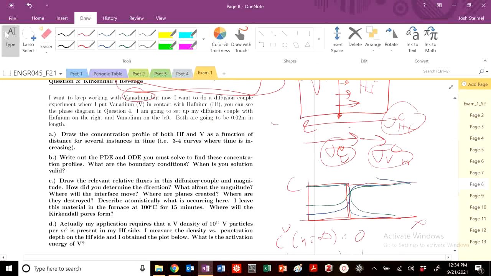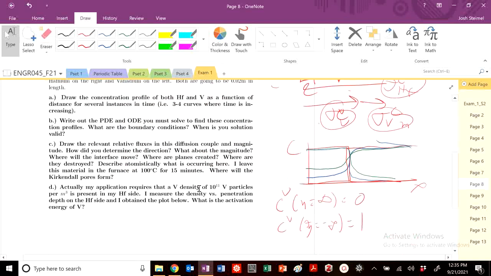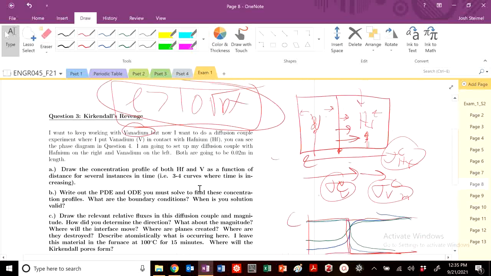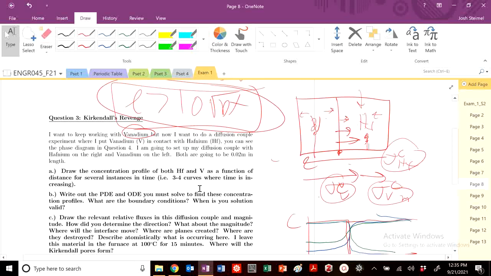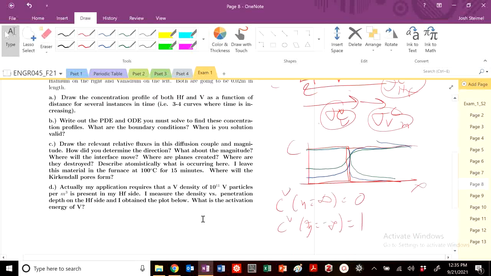We've already talked about where planes are created, where they are destroyed. Atomistically, again, it's because of these extra half planes that are kind of being added atoms here, and meanwhile here, vacancies are kind of killing these extra half planes there. I leave the material in the furnace at 100 C for 15 minutes. Where will Kirkendall pores form? They won't form because that's not long enough. But if we were to leave this at really, really high temperatures for long times, they would form in the hafnium region because that's where the vacancies are flowing.